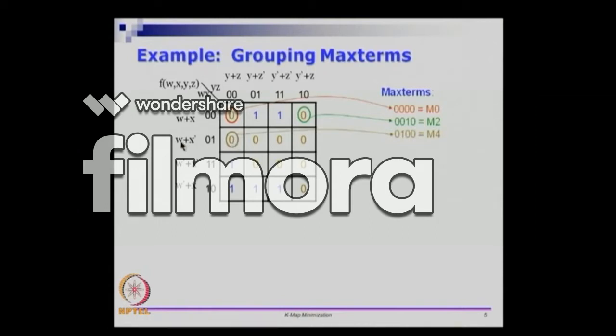This term corresponds to w plus x bar plus y plus z, and so on. So if I look at this term, this is w bar plus x bar plus y plus z. So this corresponds to 1 1 0 0. So you must see that somewhere. So this is w bar plus x bar plus y plus z. So these are all the different max terms.